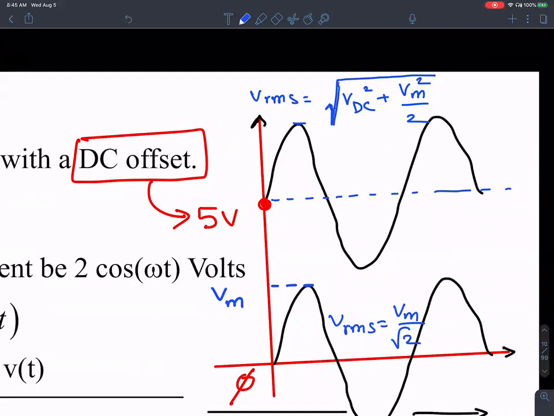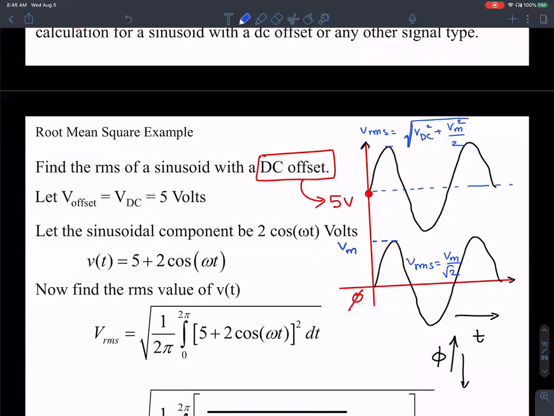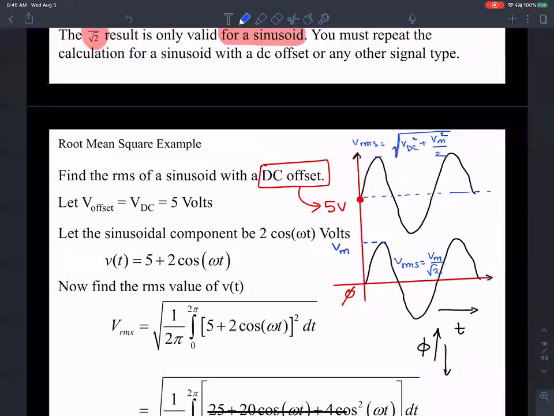These represent the exact same wave, except that one is shifted up and the other is shifted down, and the other is at the origin. That's the idea of VRMS. What else?